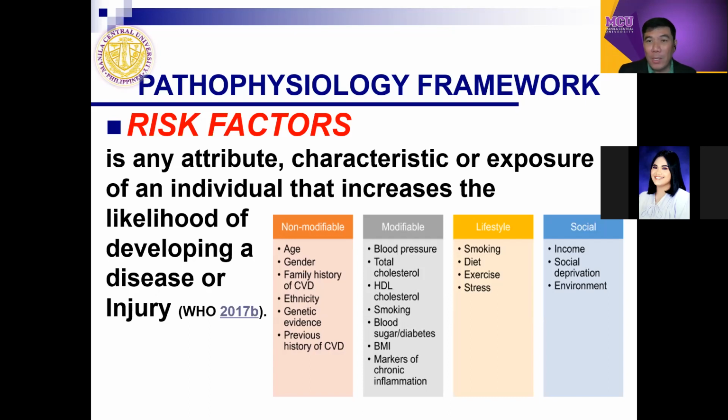For example, in diabetes, when the person was identified with diabetes and eventually it led to a complication of one organ, it is possible as a non-modifiable risk factor. So those that are pre-existing illnesses or comorbidity are already considered non-modifiable risk factors. So these are the non-modifiable: the age, the gender, the family history, ethnicity, genetic evidence, and previous history of illnesses.